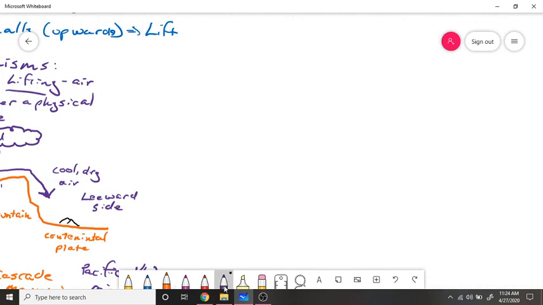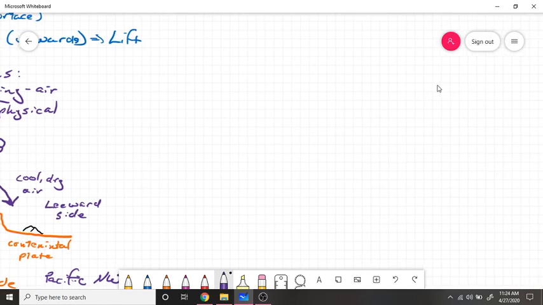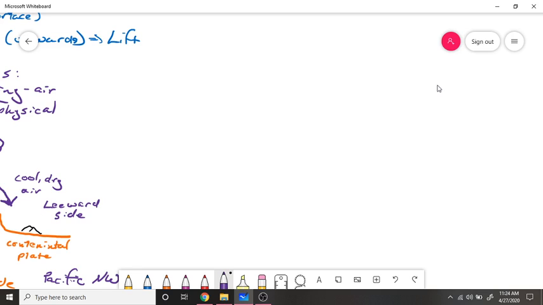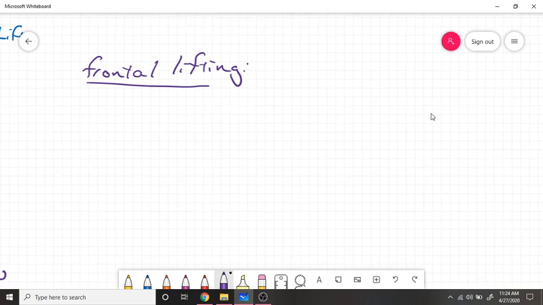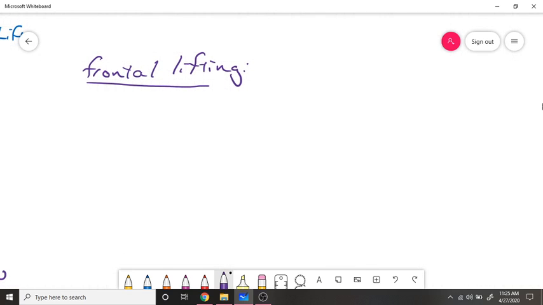The second kind of lifting that occurs is called frontal lifting. Frontal lifting is when one air mass is lifted over another air mass.